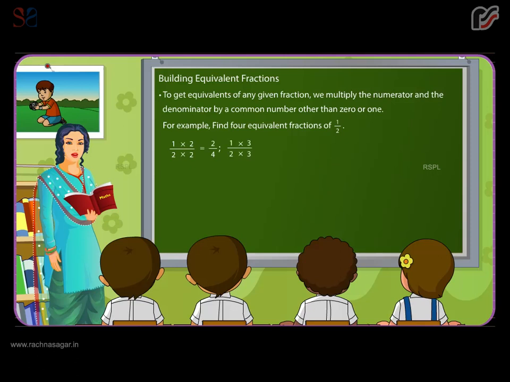On multiplying the numerator and denominator of 1/2 by 3, we get the new fraction as 3/6. On multiplying the numerator and denominator of 1/2 by 4, we get the new fraction as 4/8. On multiplying the numerator and denominator of 1/2 by 5, we get the new fraction as 5/10. Hence, 2/4, 3/6, 4/8 and 5/10 are 4 equivalent fractions of 1/2.